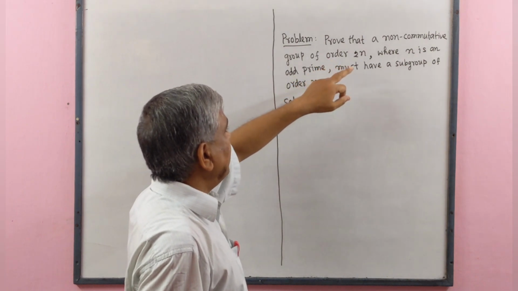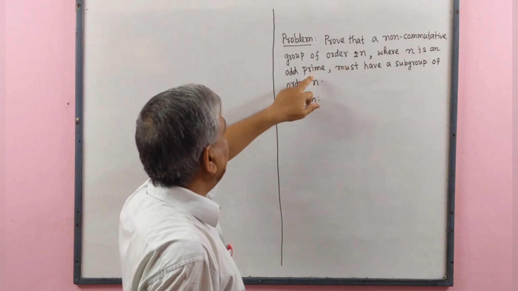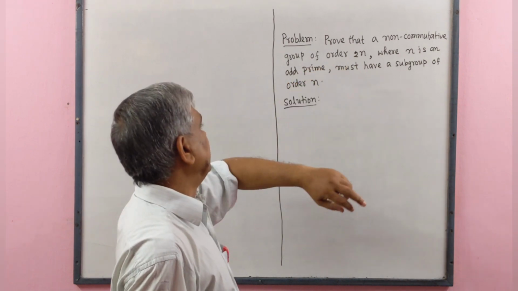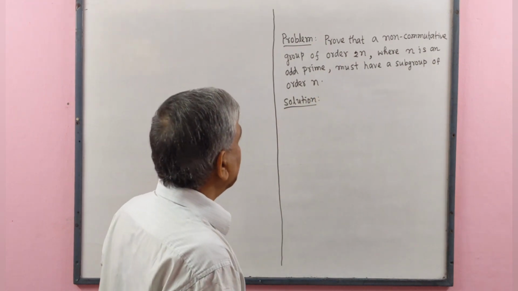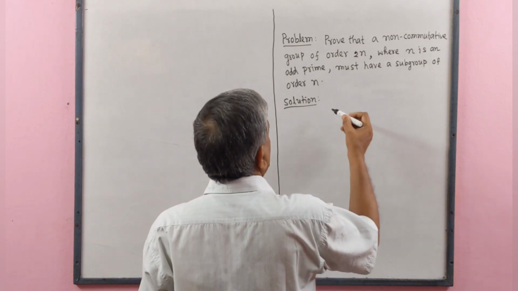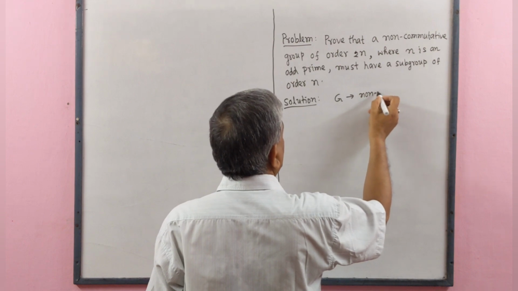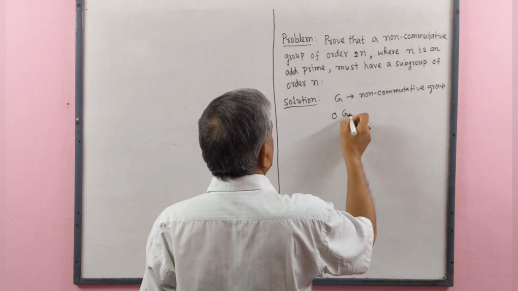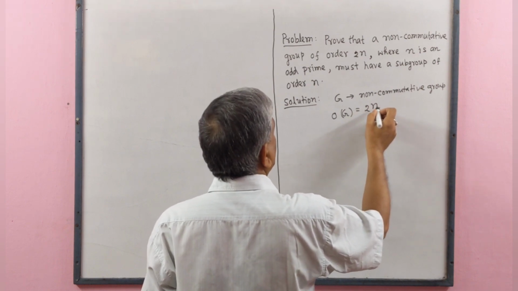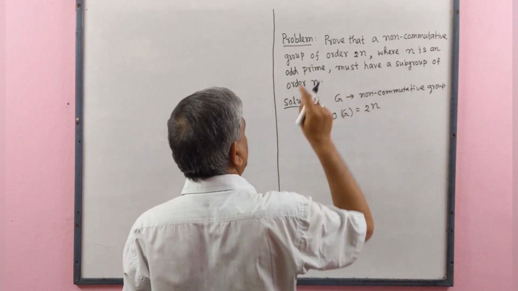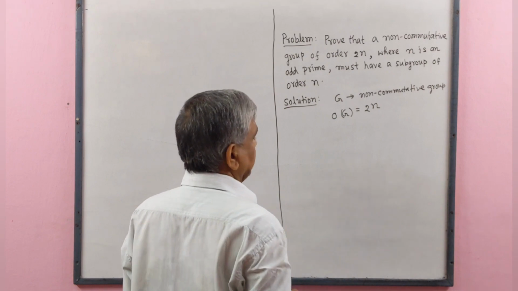Prove that a non-commutative group of order 2n, where n is an odd prime, must have a subgroup of order n, given that G be a non-commutative group such that order of G equal to 2n, where n is an odd prime number.